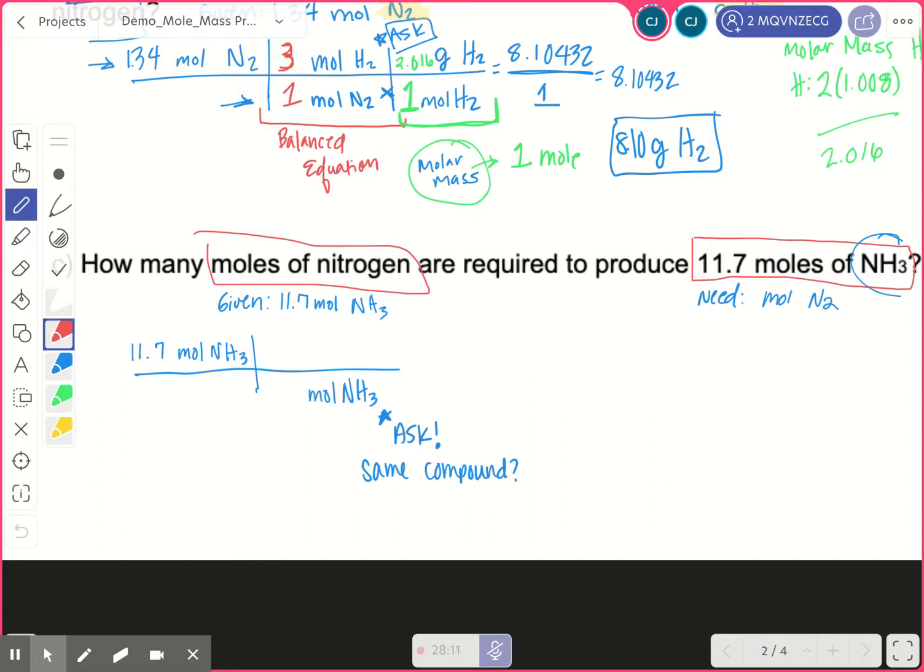Moles of NH3. Correct. So what's going to go on top? Okay. Stop and ask yourself, all right, am I finished? Do I have what I need on top? Okay, what do we need? Isn't that crazy? Right? We need moles of N2 and we have moles of N2. So guess what we get to do?